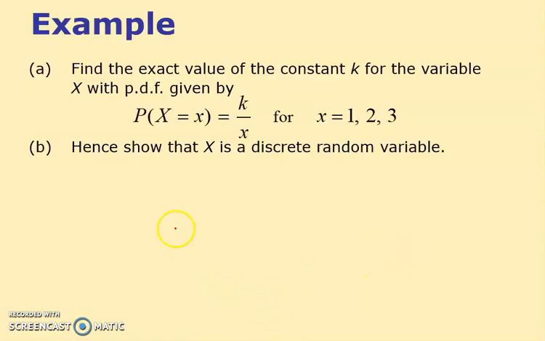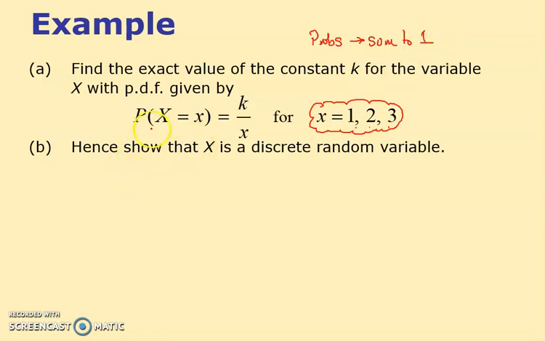Second question, let's see another one. Now again, it says the only possible values for this function, this discrete random variable, are 1, 2, or 3. Okay, fair enough. Find the exact value of the constant k. Alright, bear that in mind. Now remember what I've said before. These probabilities have to sum to 1. That is important. So let's go for this.